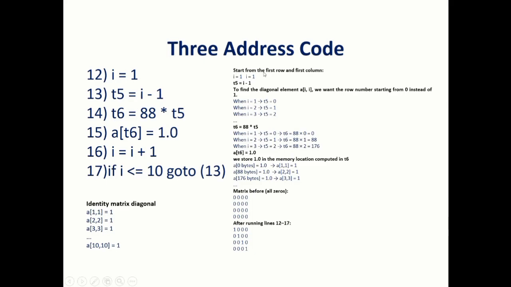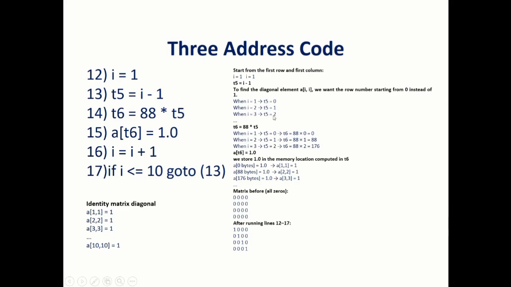Start from the first row and the first column. First row I equal to 1, first column I equal to 1. Then subtract I minus 1, which is stored into the temporary variable t5. To find the diagonal element a of I comma I, we want the row number starting from 0 instead of 1. When I equal to 1, t5 becomes 0. When I value is 2, 2 minus 1, you will get 1. When I equal to 3, t5 equal to 3 minus 1, you will get 2.